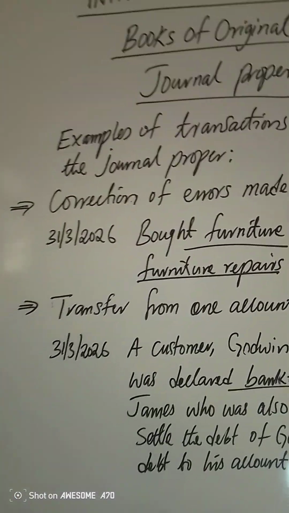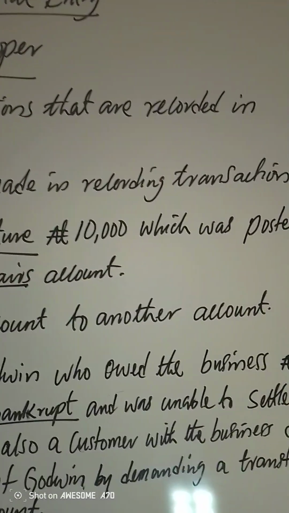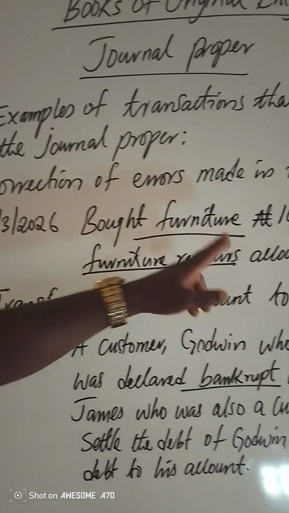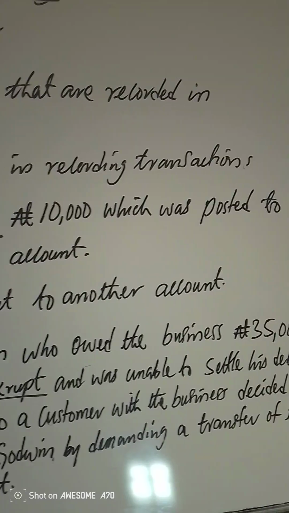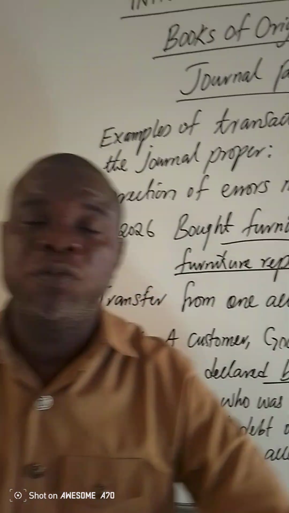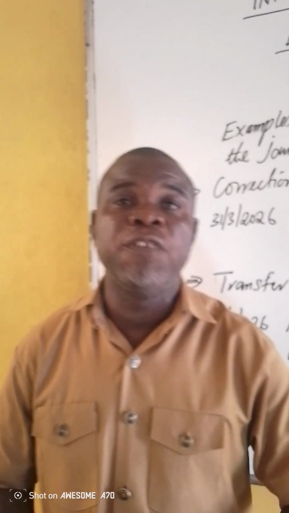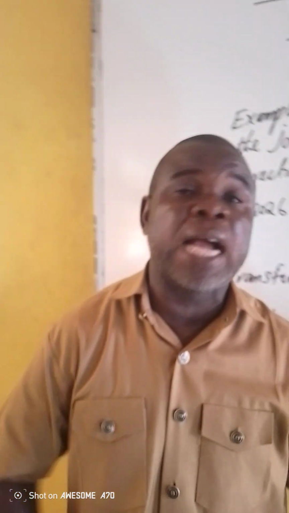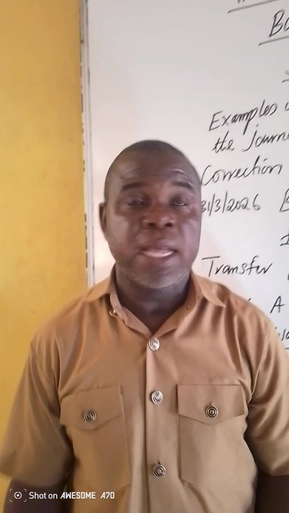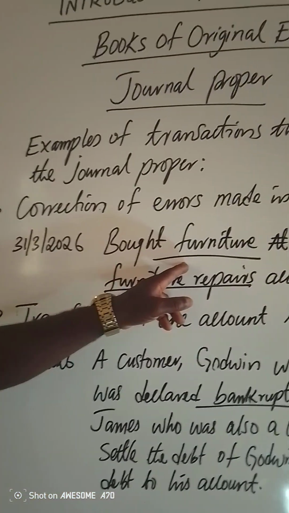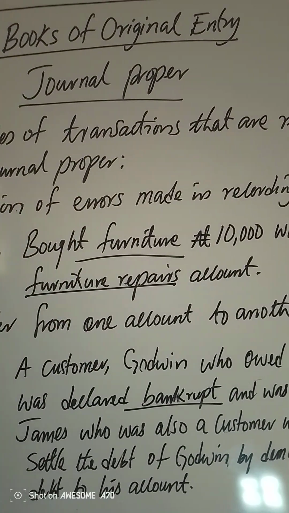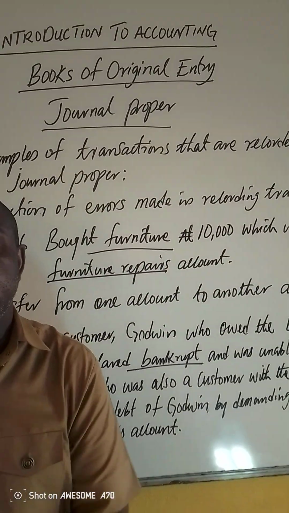Then we have the first one, the correction of errors made in recording transactions. One of the errors is something like this: on the 31st of March 2026, bought furniture for 10,000, which was posted to furniture repairs account. This is an error because in accounting we have what is called classification of accounts. Accounts are classified into personal and impersonal, and impersonal is classified into real and nominal. Furniture, which is an asset purchase, falls under real account, while furniture repairs falls under expenses, which is under the impersonal account.